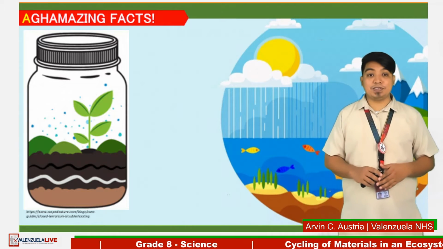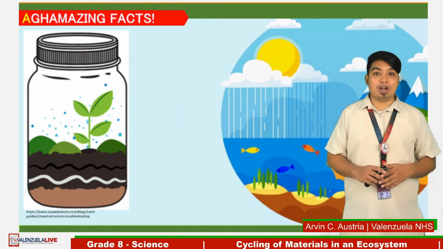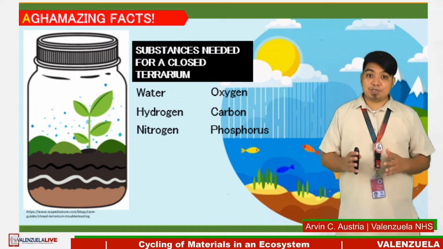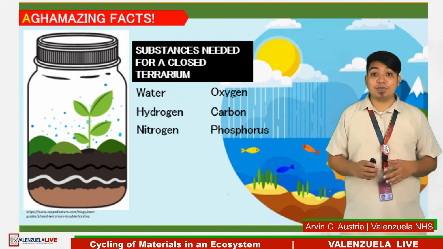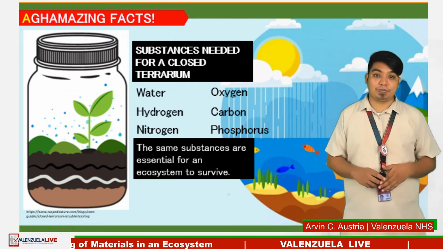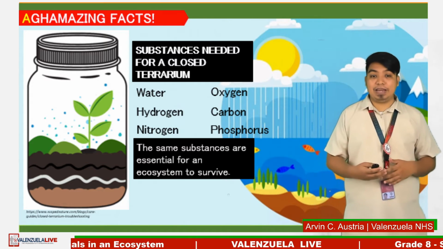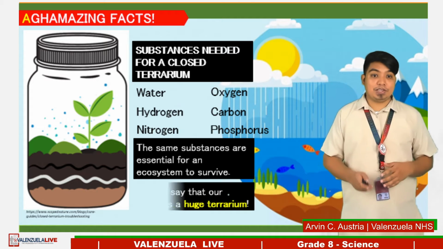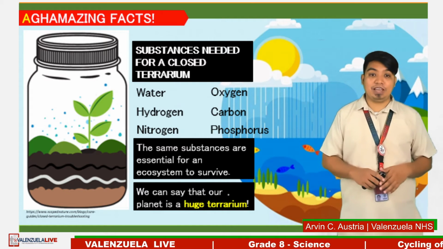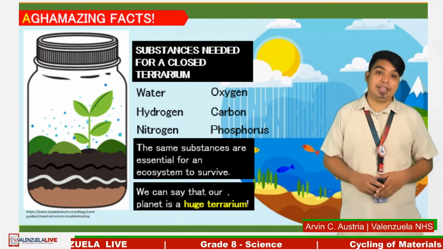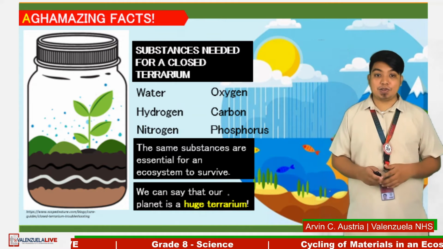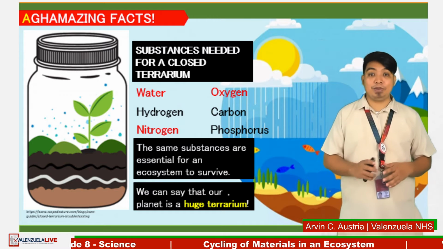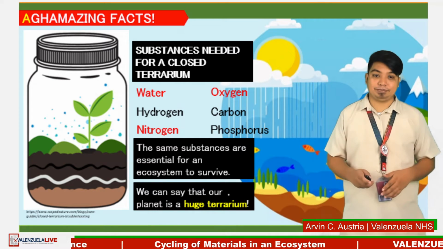What are the substances needed to keep the closed terrarium functioning? The same substances are essential for an ecosystem to survive. We can say that our planet is like a huge terrarium, since Earth is the only planet that can support life in the solar system or in the universe. In this lesson, I will discuss the highlighted substances and how they are being cycled.